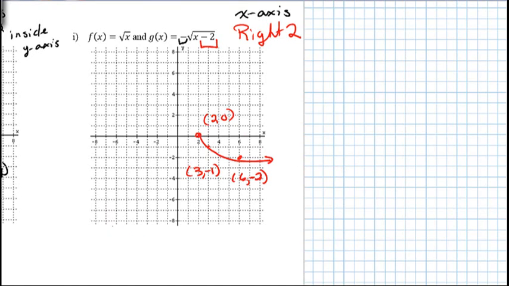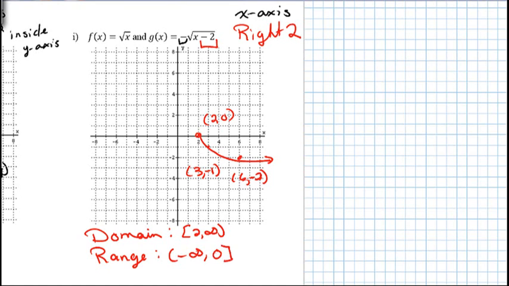And something that we haven't been doing is stating the domain and the range. So the domain on this one, x's start at 2 and go up to positive infinity. So that would be 2 to infinity. There isn't any graph over here. And then the range. So this graph goes down forever, so that's negative infinity. And it stops at 0, but includes 0, so we use a square bracket.